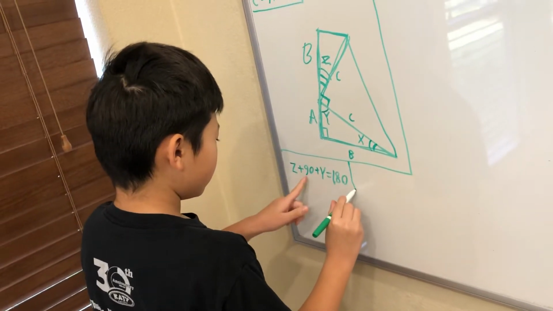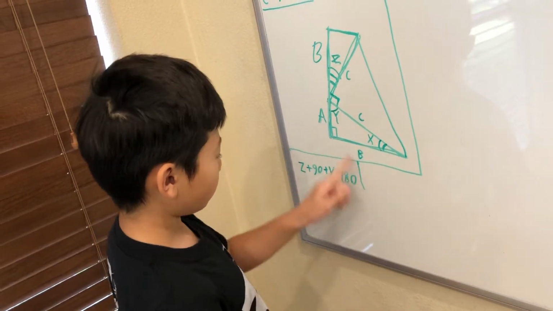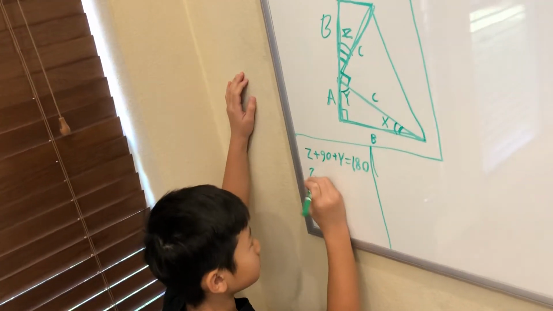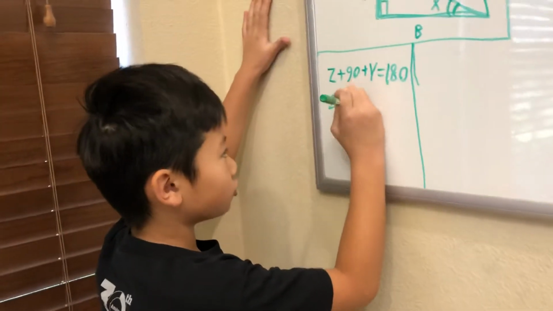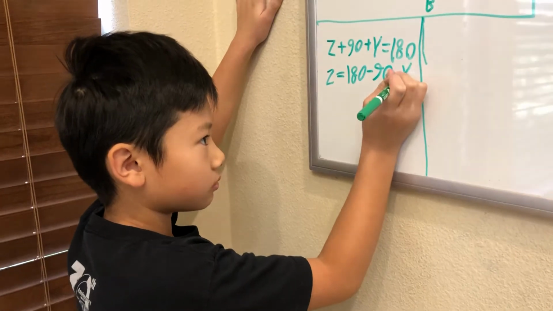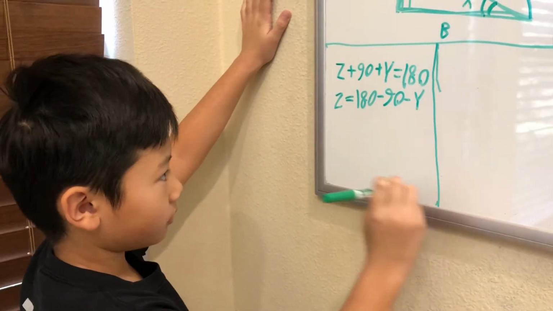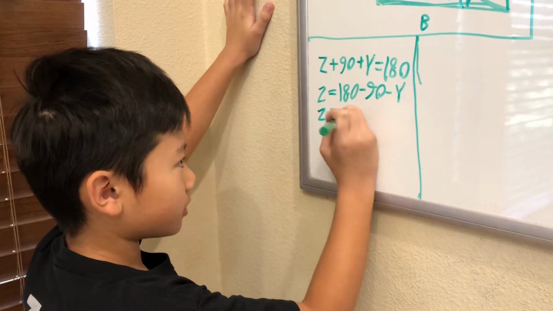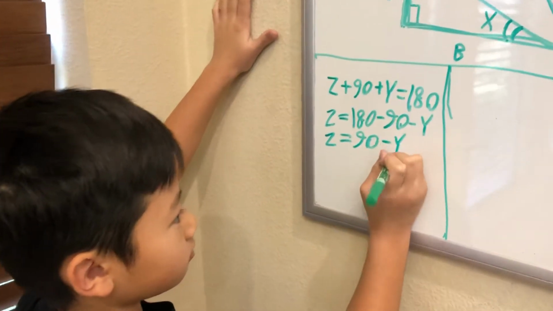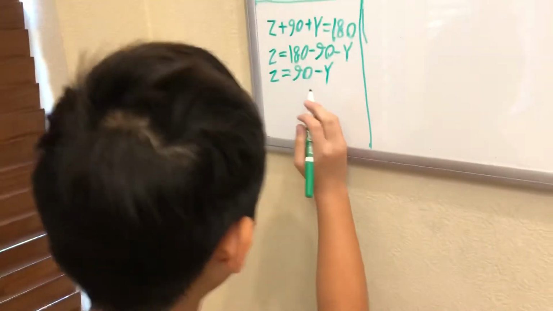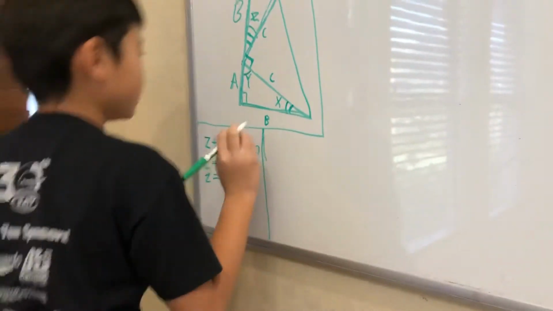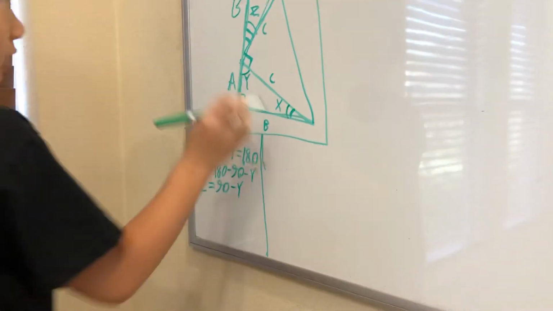Now we have to put all the Y and 90 on the right of the equal sign. Then it becomes Z is equivalent to 180 minus 90 minus Y. Now we could drop the 180, so then it becomes Z is equivalent to 90 minus Y. But since we don't know what Y is, I'm gonna try to find out what Y is using this big triangle. This triangle here.